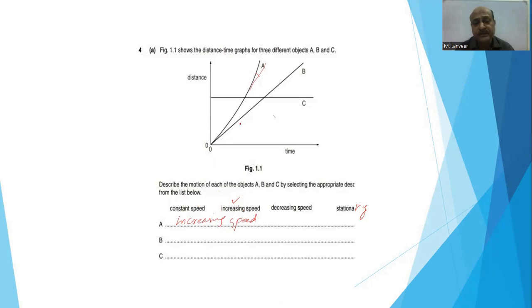B, this is the B distance-time graph. It is a straight line in the center, so it is constant velocity, constant speed. So B shows constant speed. Similarly, C, distance-time graph: the body is not covering any distance, so the body is in a state of rest, that means stationary.